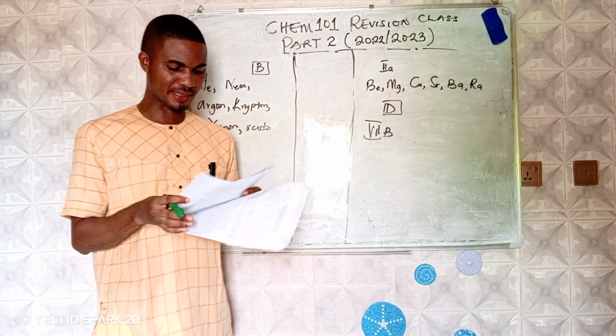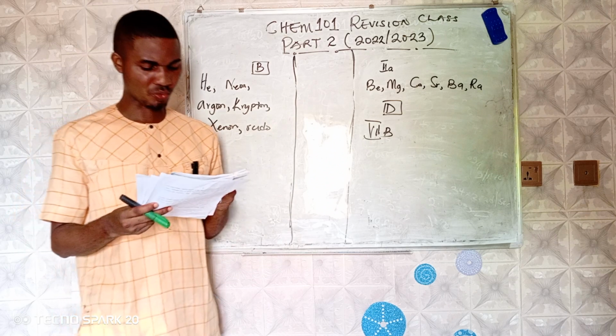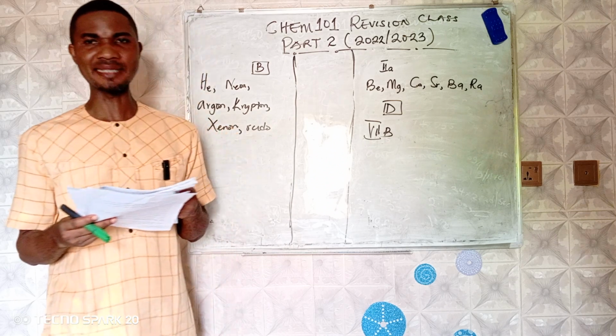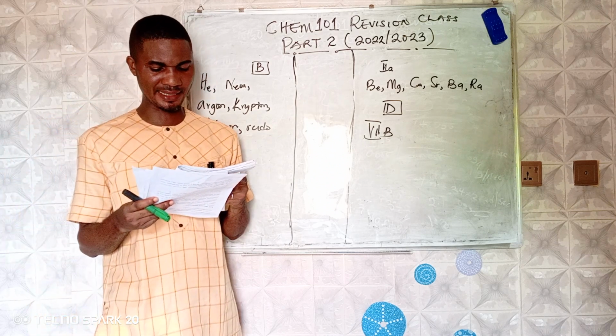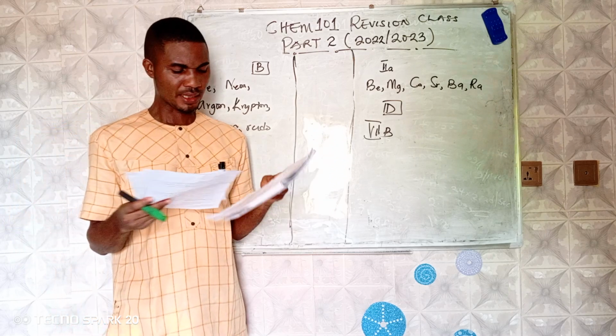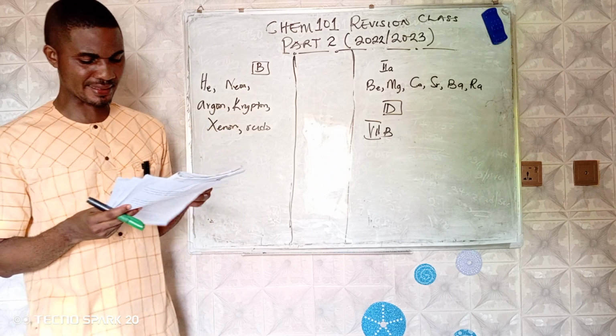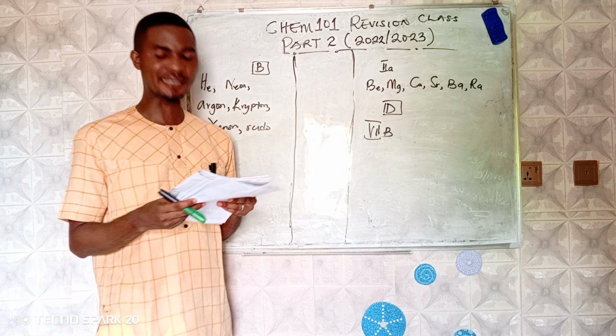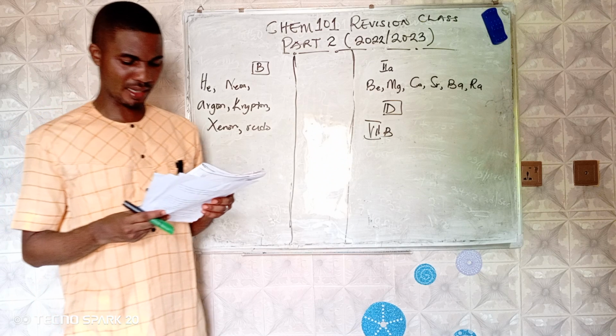Question number 14. Inner transition elements are also called inner transition elements. Remember, this was discussed in part 1 of this. I gave you what they are also called there. So the option that we go for is option A, which is the lanthanides and the actinides.